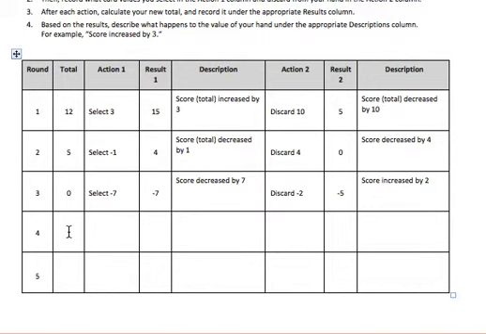And we'll do one more round. If we start at -5 and we select a 1, we would end up with -4, and our score will have increased by 1. And then if we discard a -7, that would mean that we end up at 3. So our score has increased by 7.